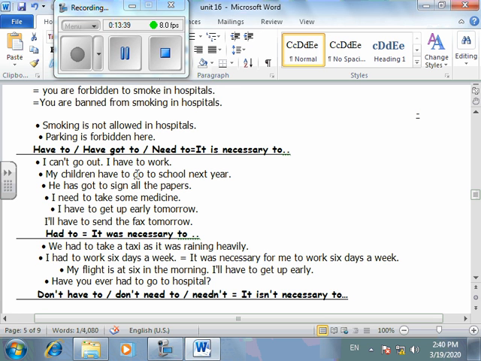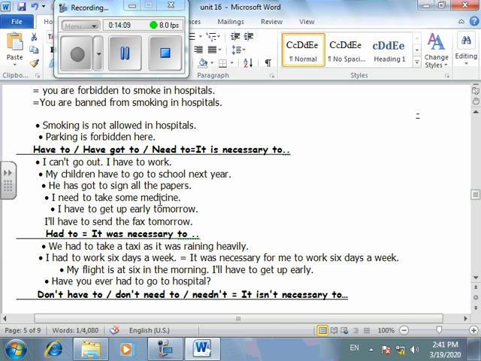So we use I have to, like rules and regulations of schools, exams, driving on the left hand side of the lane of the street. We use I have to drive on the left hand side. I have to use my safety belt. My children have to go to school next year because this is their age. He has got to sign all the papers. By the way, using has got to is the same as has to sign all the papers.